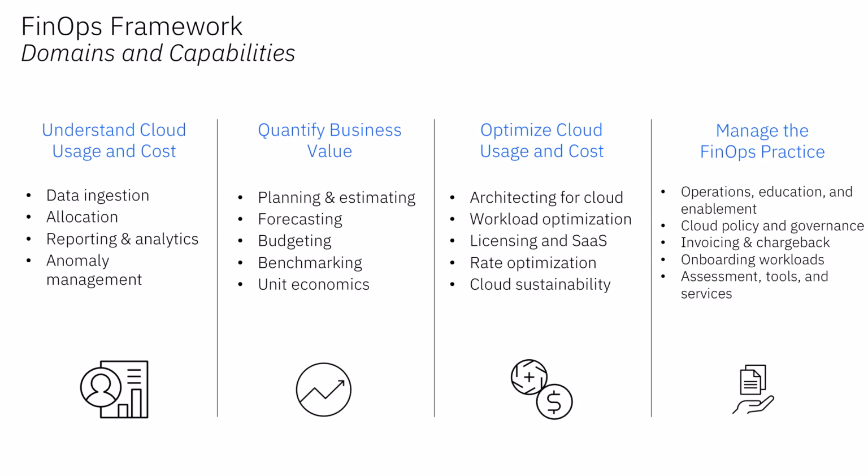The third domain is optimize cloud usage and cost. This domain focuses on cloud efficiency, ensuring that organizations use the resources only when they provide value to the organization. More so, those resources used are purchased at the lowest acceptable cost and impact to meet the organization's goals.